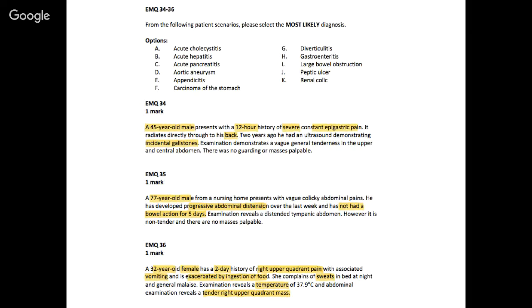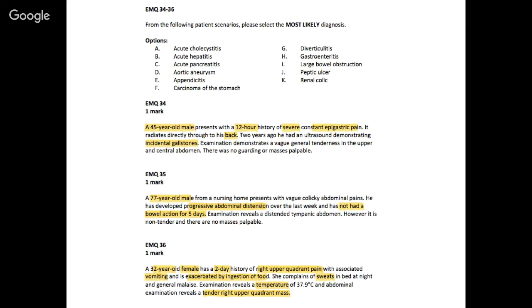The second question is large bowel obstruction. Again, we'll talk about lower GI next week, but pretty much abdominal distension and bowels not open for 5 days, if bowel's not open for 5 days, it's definitely bowel obstruction. When you see someone with bowel obstruction, they generally have quite a distended abdomen due to all the gas that's built up. And question 36, we said was A.